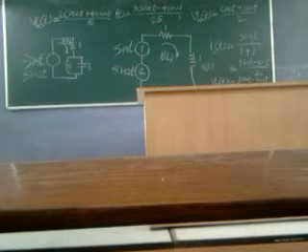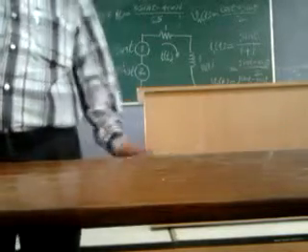Got the answer? Is it over? Yes sir. What is the answer? 9 sin 2t plus 6 cos 2t divided by 13. So you get some answer again, some of two sinusoids.